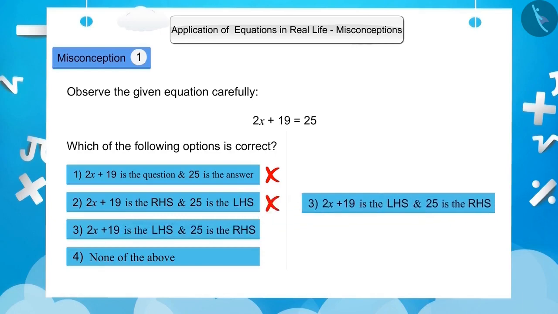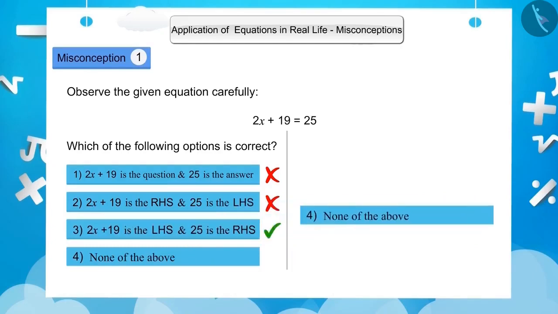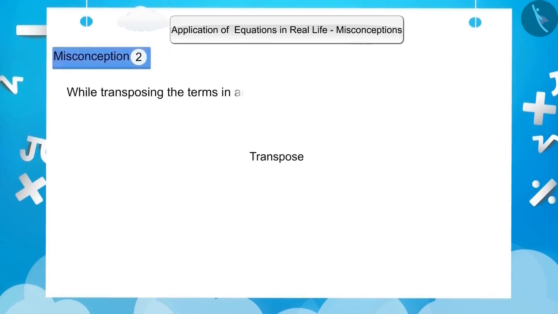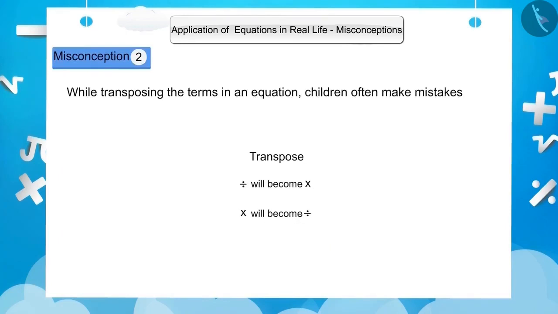Third option, while understanding the second option, we have revised that the LHS is on the left side of the equality sign and the RHS on the right. In this equation, 2x plus 19 is on the left-hand side, that is LHS, and 25 is on the right-hand side, that is RHS. Therefore, the third option is correct. Fourth option. Since we have come to know that the third option is correct, it means that the fourth option is incorrect.